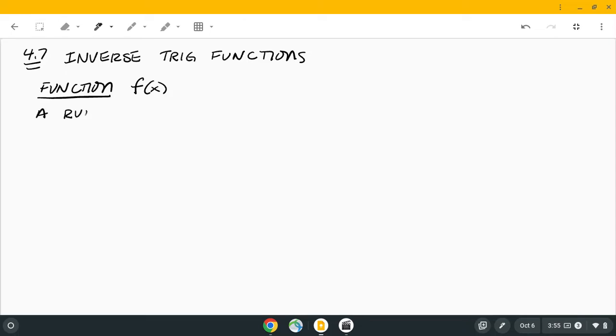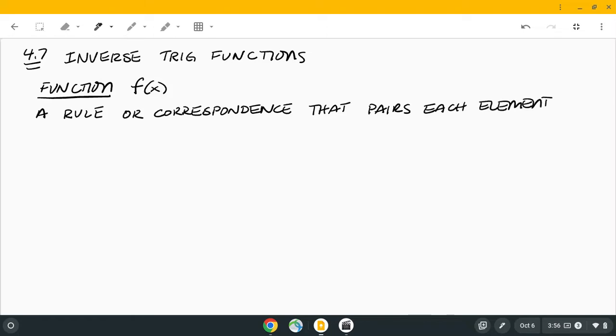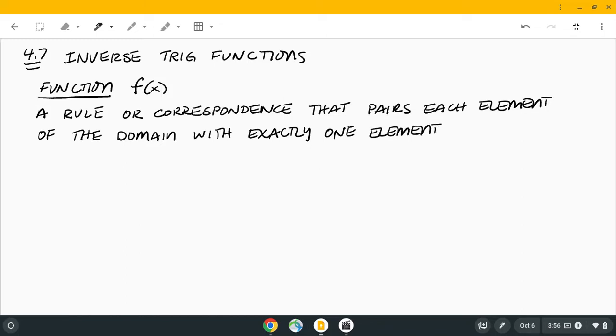Okay. So a function, and we have the notation that looks like this. It is basically a rule or correspondence that pairs each element of the domain, and usually we use x as the variable to represent values from the domain, with exactly one value or one element from the range.